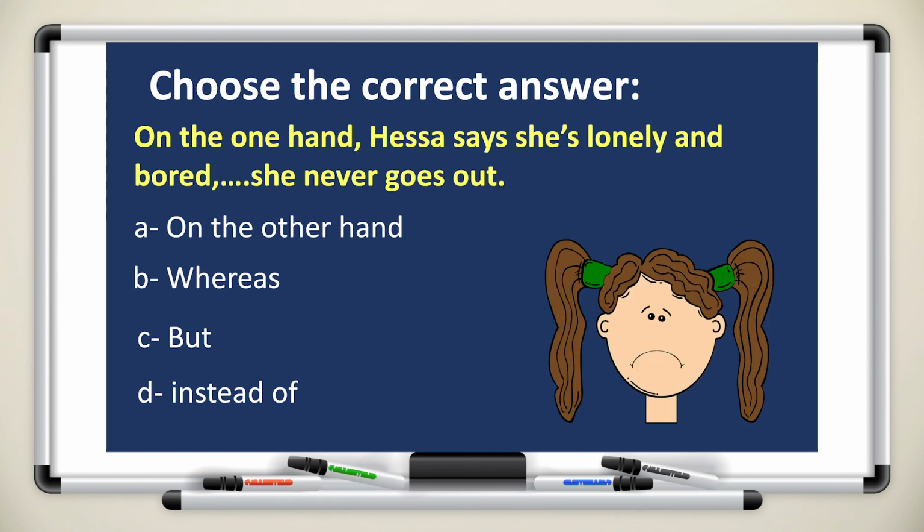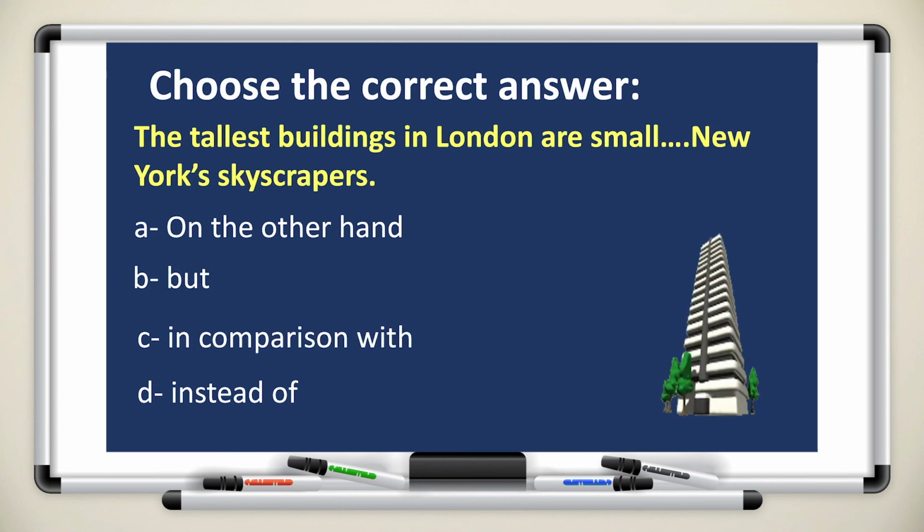Look at the next one. On the one hand, Hassa says she's lonely and bored. She never goes out. What am I going with? On the other hand, whereas, but, instead of. What do you think? On the other hand, yes, excellent. On the one hand, Hassa says she's lonely. On the other hand, she never goes out. Excellent, you're getting there.